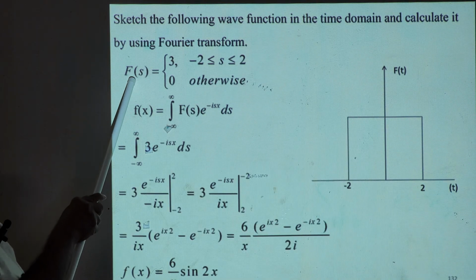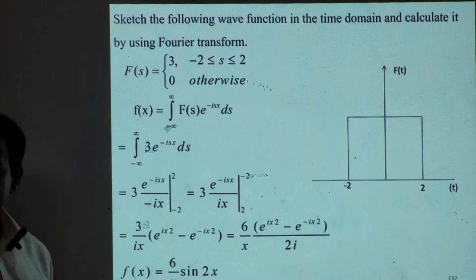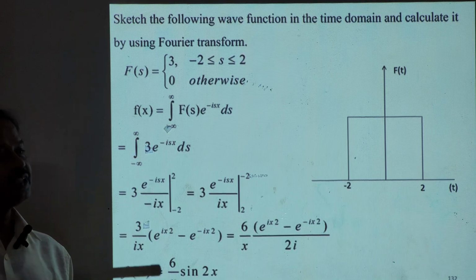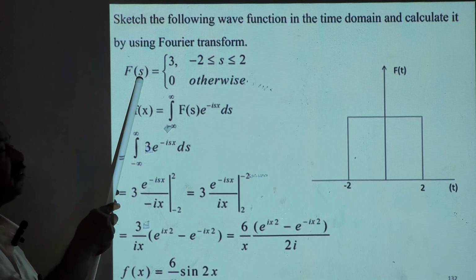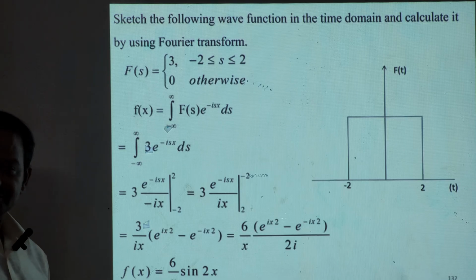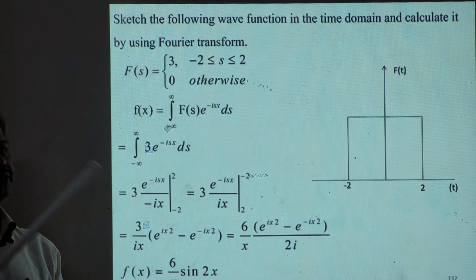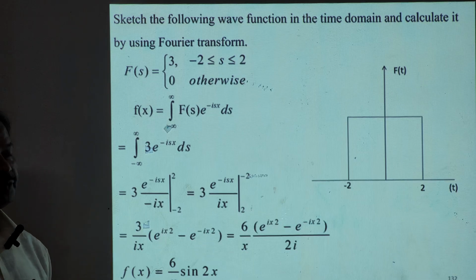Now we started with the f of s. We ended with the f of x. Earlier in the problem we started with the f of t and ended with the f of omega. We started with the f of s and ended with f of x. So s domain to x domain, or from x domain to s domain. So that is called the Fourier transform.